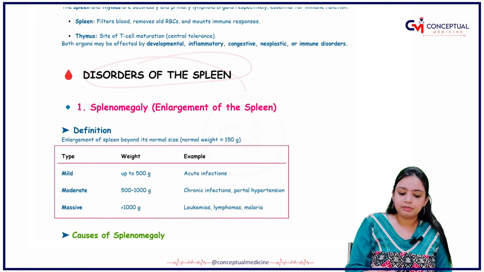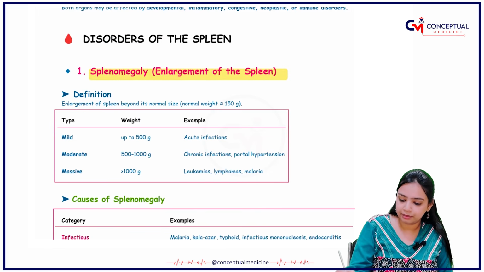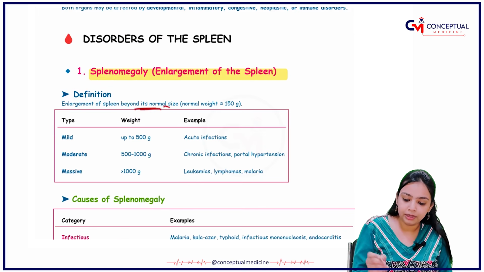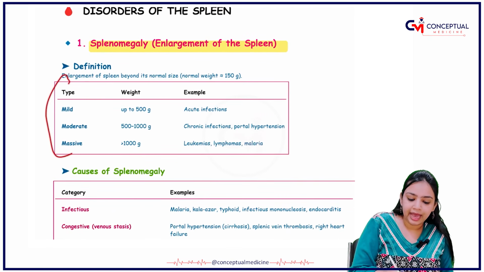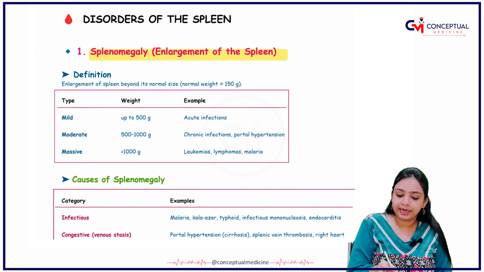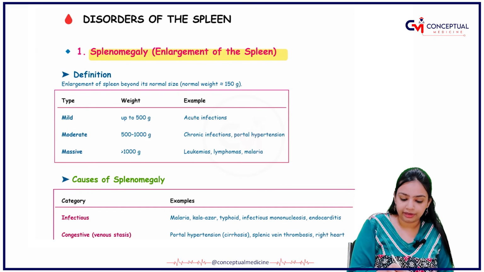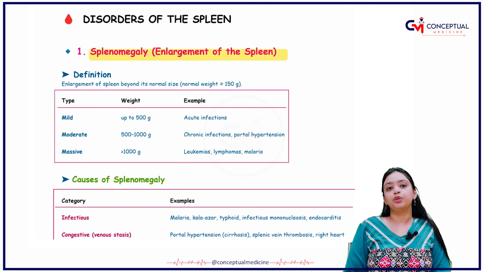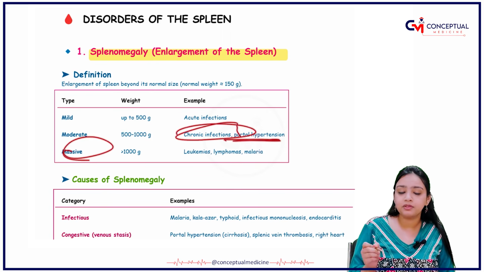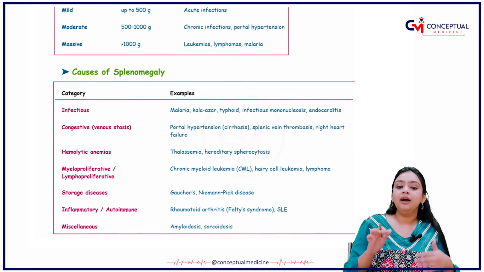What are the disorders of the spleen? First thing first, you have splenomegaly, that is the enlargement of the spleen beyond its normal size. It can be mild, moderate or massive. The mild one weighs up to 500 grams, seen in acute infection. Moderate is 500 to 1000 grams, seen in chronic infection, and the massive one is beyond 1000 grams, seen in leukemia and malaria infection.